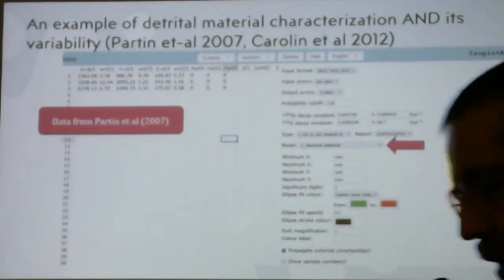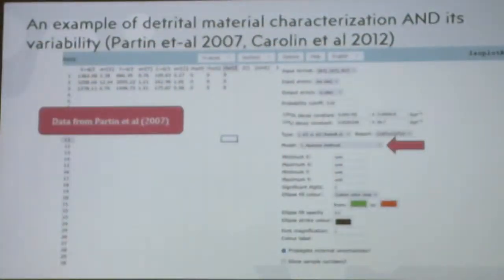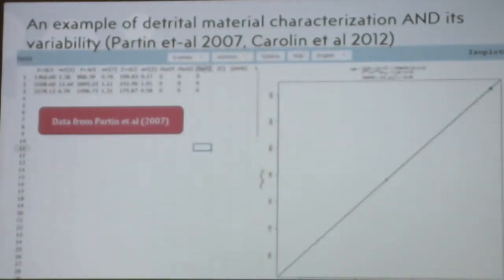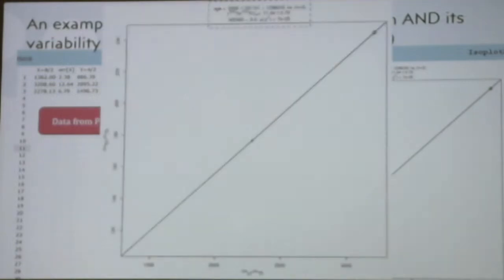It's a robust form to actually consider the uncertainties in the x and y axis for a regression, and we're going to be calculating the Rosholt isochrons, propagating external uncertainties. I'm not using the error correlations here, and once you run it, it takes like 2 seconds, and this is how they actually look. And this is cut, but anyway.